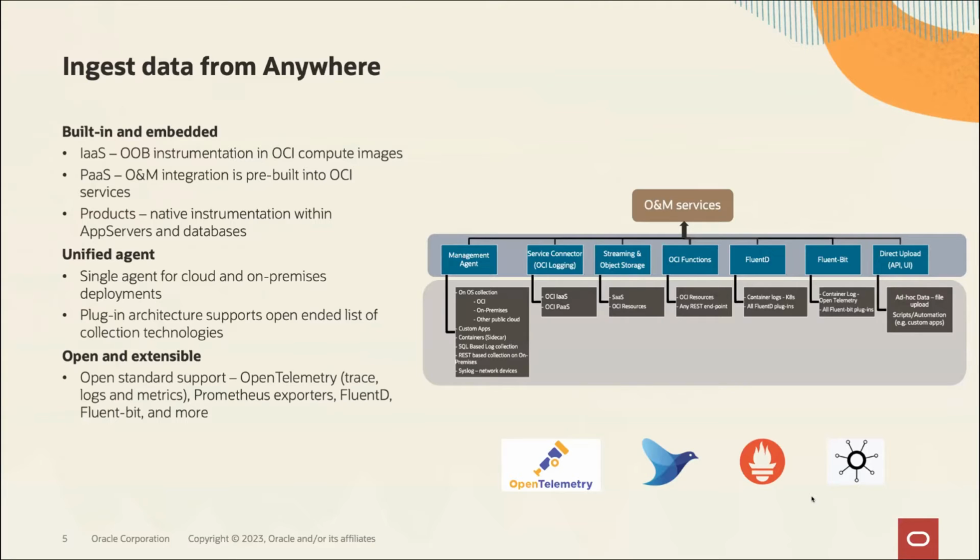Apart from that, we also have the ability to ingest data through object storage and OCI functions so that any REST-based data can come. For cloud native environments like Kubernetes, we have Helm charts available based on FluentD and FluentBit. Apart from that, our APM product has support for OpenTelemetry and Prometheus exporters as well, so that customers who have cloud native environments where they want to collect traces, logs, and metrics, we have full support for open and extensible collection methods. All right.